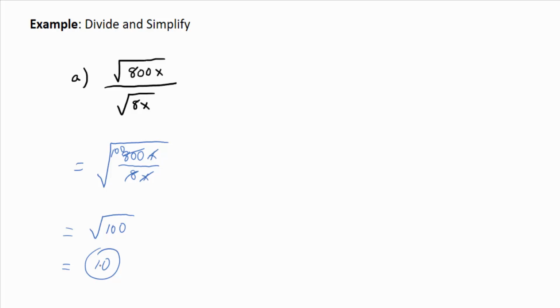Now, had you done it the other way, had you tried to simplify the square root of 800x first, it would have been a mess, huh? You could have got the right answer, but it just would have been messier.